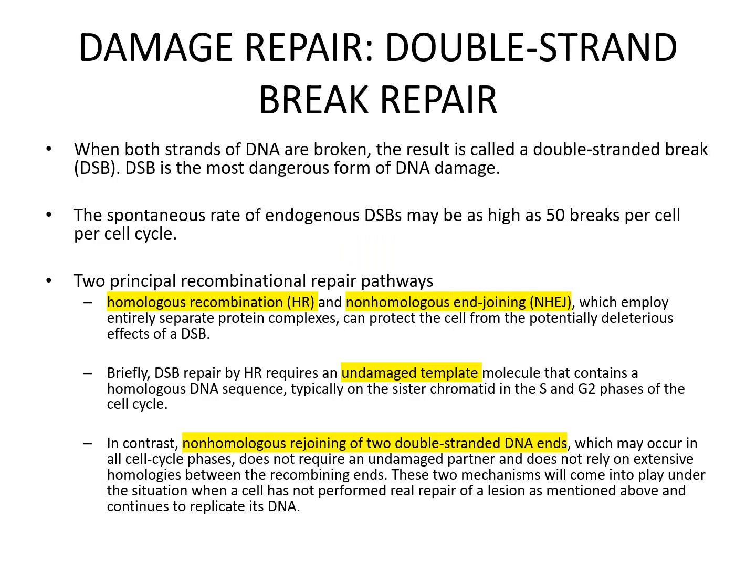When both strands of DNA are broken, the result is called a double-strand break. And double-strand break is the most dangerous form of DNA damage. And the DNA double-strand break can be repaired by two main mechanisms. Number one, homologous recombination, HR, and number two, non-homologous end joining, NHEJ. The HR, homologous recombination repair system, is more accurate than the NHEJ system, since it uses the homologous DNA sequence and the sister chromatid to repair the damaged region.